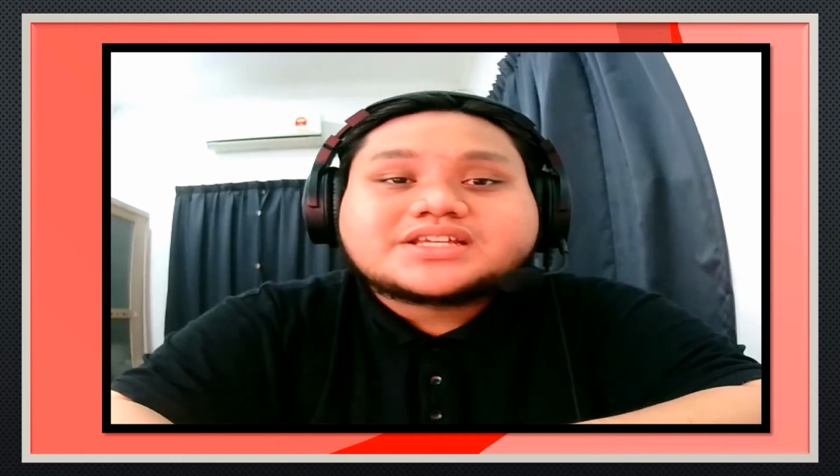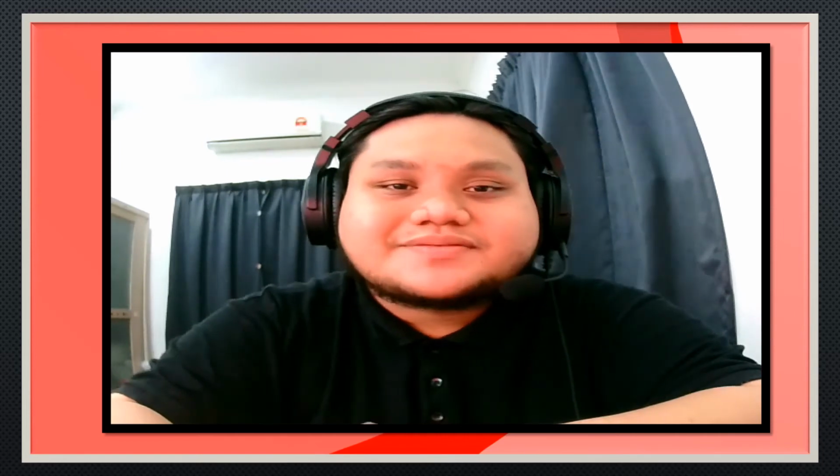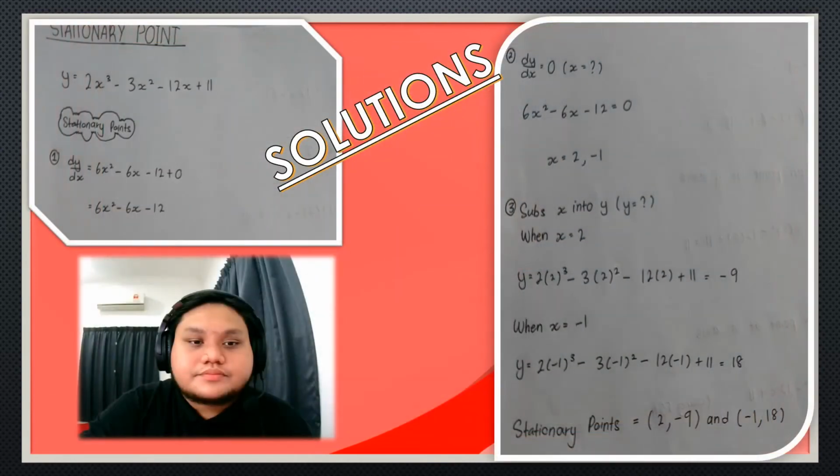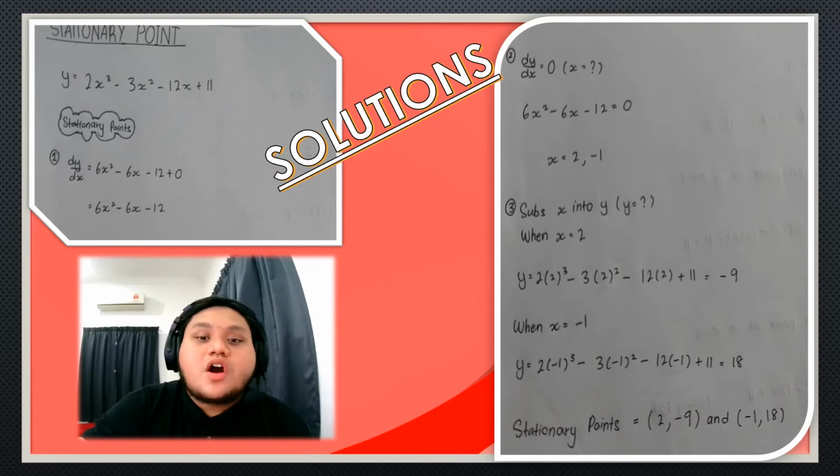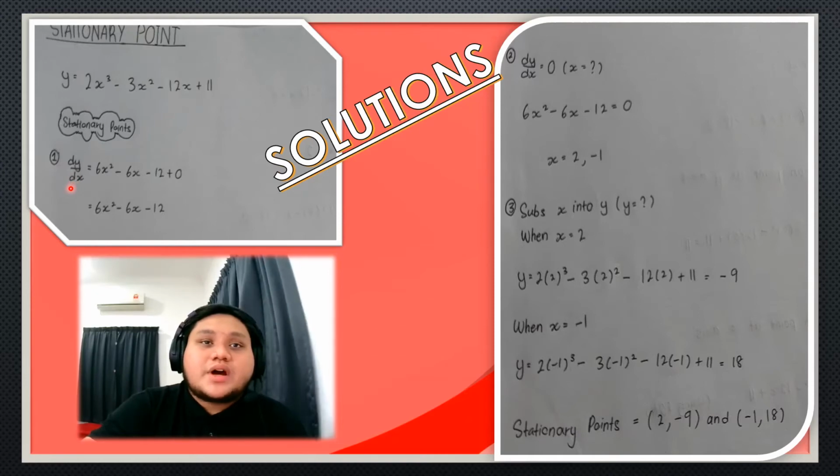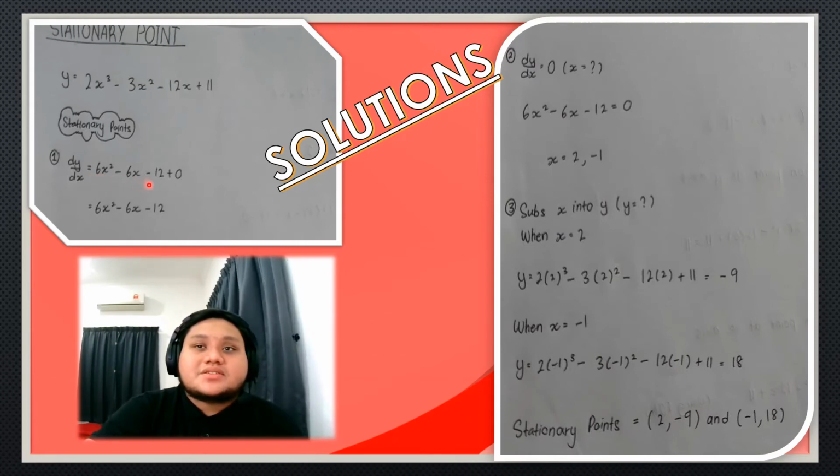01DPU20F2014. Now, I will present to you my part, which is the solution for all questions given. The first question is determining the coordinates of stationary points of the curved lines. First of all, we need to differentiate y equals 2x power of 3 minus 3x power of 2 minus 12x plus 11, and we got dy over dx equals 6x power of 2 minus 6x minus 12.